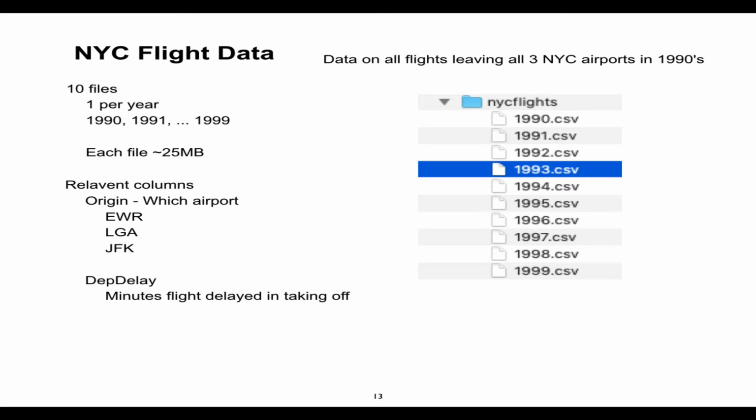So an example they used is the data set where you have all the flights leaving the 3 airports in New York City, and there's 10 files, and each file is about 25 megabytes, so it's about 250 megabytes total. There's a bunch of columns. The important ones are the origin, which airport it's taking off from, and the departure delay, how many minutes the plane was late in taking off, right? Because there are other ones, like arrival, so there's 10 different files.